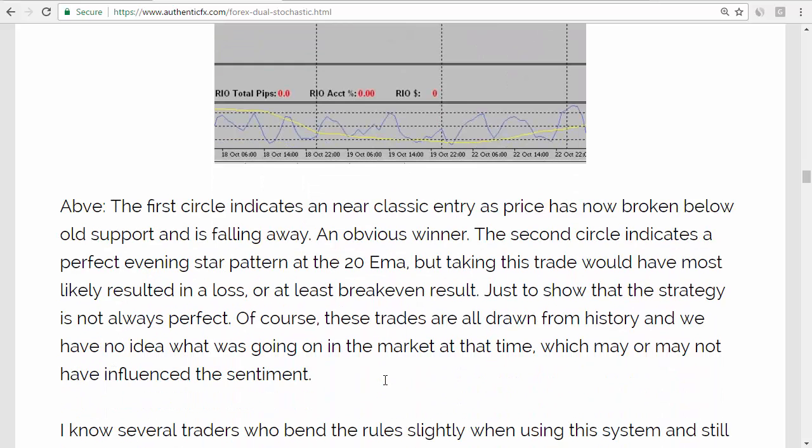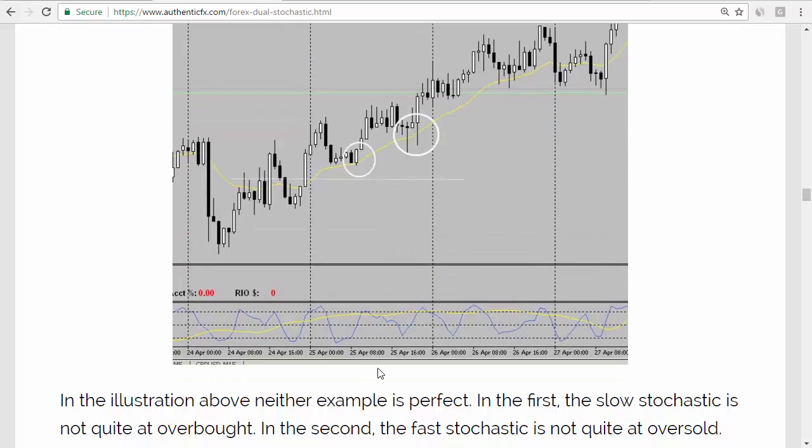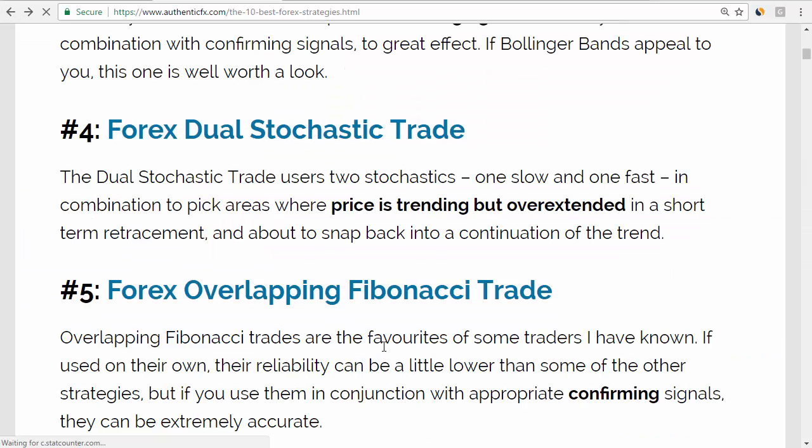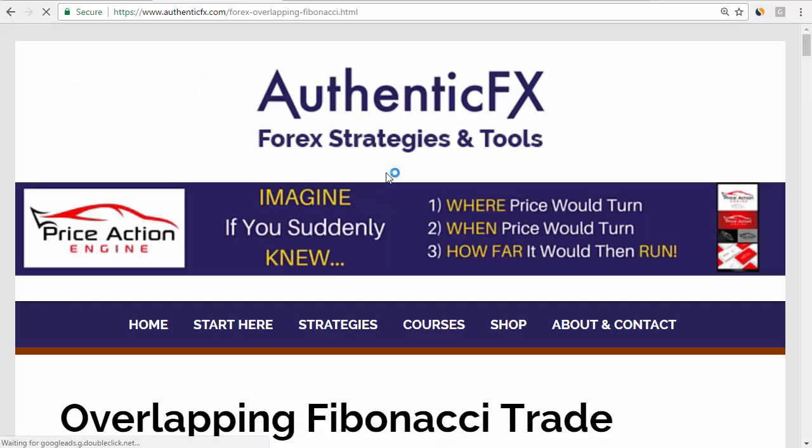So when you're building EAs, they're either in the zone or they're not. There's no discretion that you can actually put into the system. So some of these we might not recommend as an EA build. Number 5, Forex overlapping Fibonacci trade. Okay, so it is what it says.